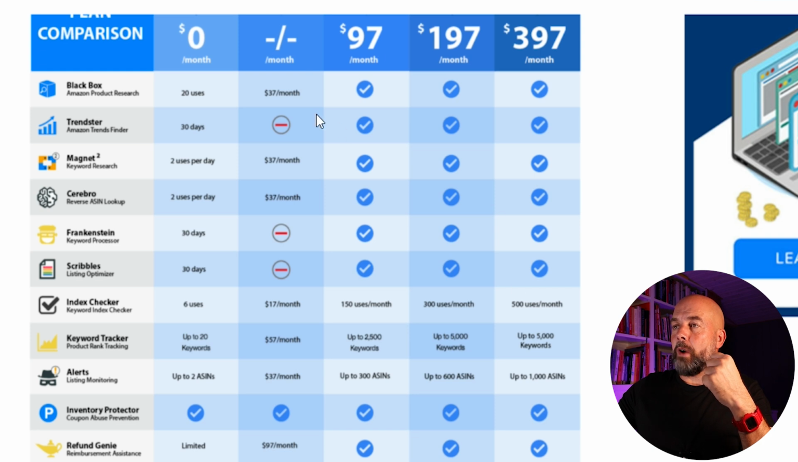You can also subscribe to some of the modules individually. We can see here we've got Magnet and Cerebro. Each of those is $37 per month. So it's expensive, but when it comes to keyword research, which is where this tool comes into its own, it's probably worth the money if you're really wanting to get all those keywords and really hammer down on a particular niche.